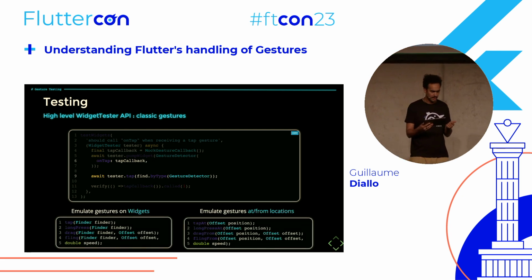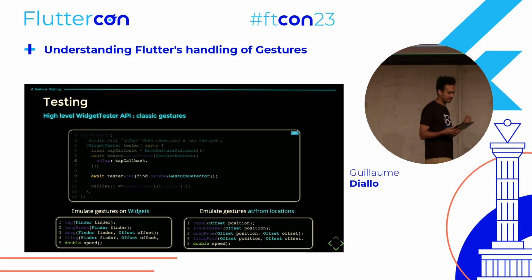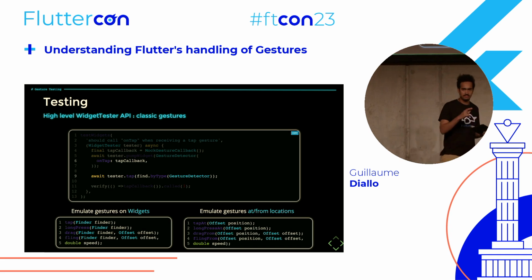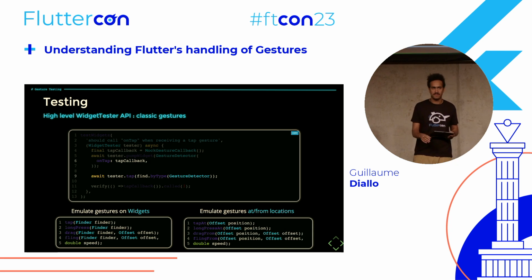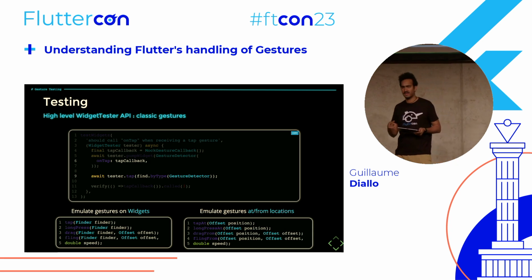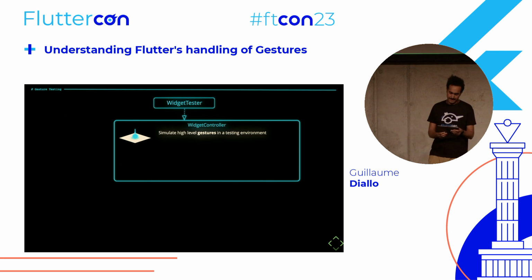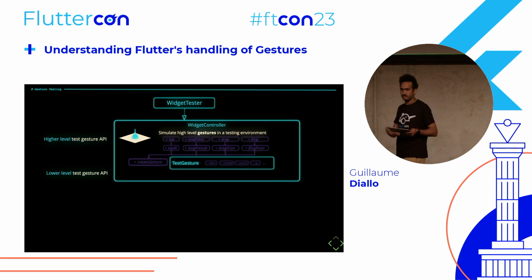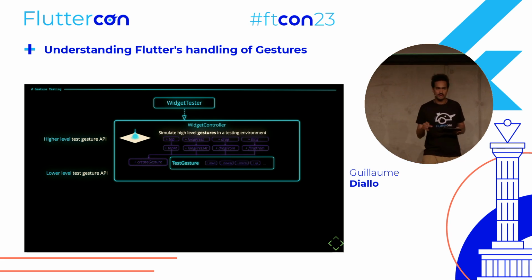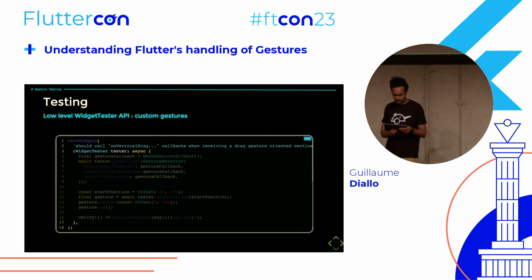And you have all that: tap, long press, dragging on the screen, flinging, which is kind of fast dragging. You can call that both on specific widgets with finders, or at a precise location to say I want to make a tap at that specific position regardless of what's underneath in my application. There you go, you have that high-level API, and you can also create your own test gesture that you can move around with a little more granularity, and you can call down and move methods.